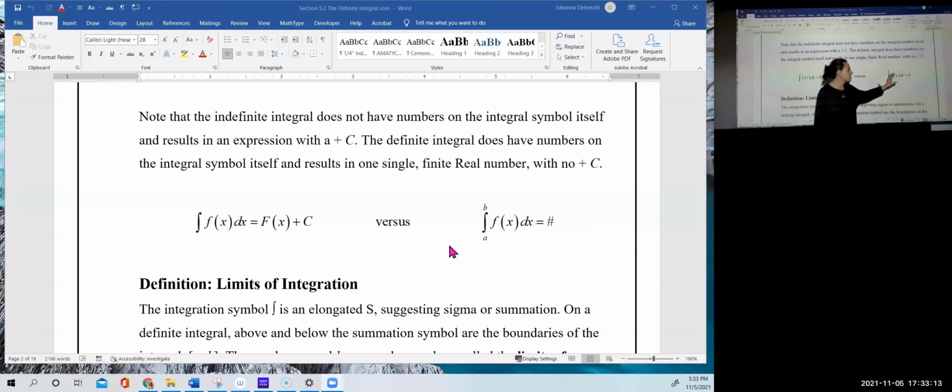It won't affect the number I get out as the result, which represents the area between the curve and the x-axis. Notice it does have these numbers attached to the integral symbol, which represent the left endpoint and the right endpoint of the region we're talking about. The indefinite integral does not have these limits of integration. Without them, we're looking at the antiderivative function. With them, we're looking at the actual value of the area between the curve and the x-axis from x equal A to x equal B.